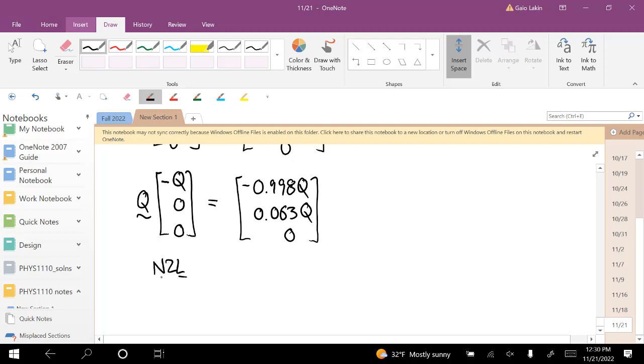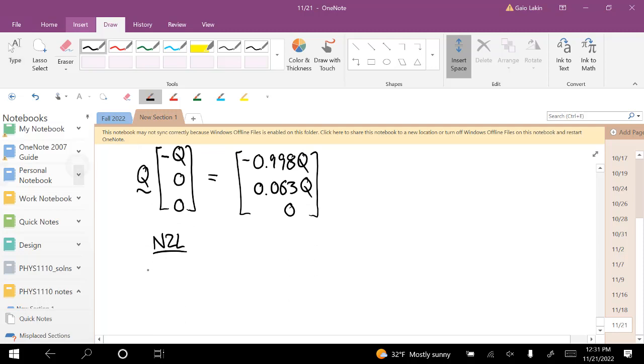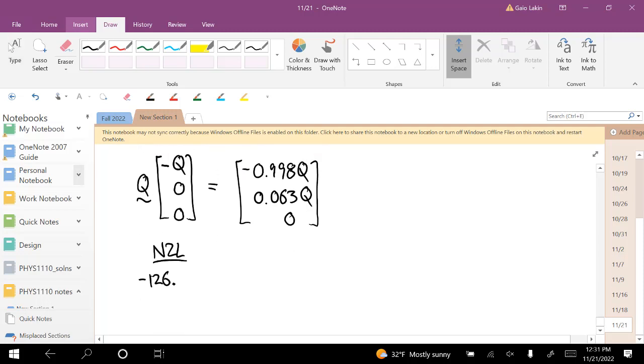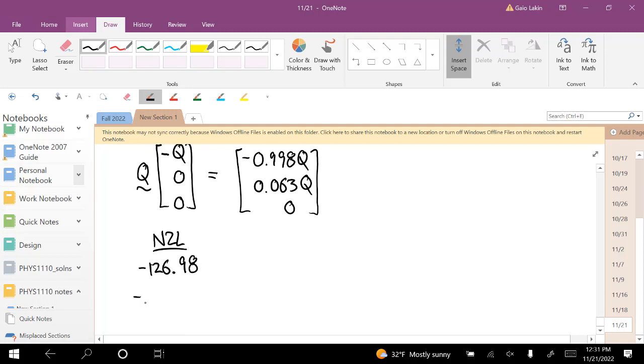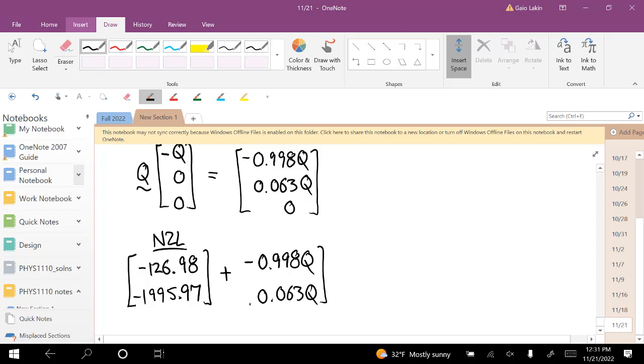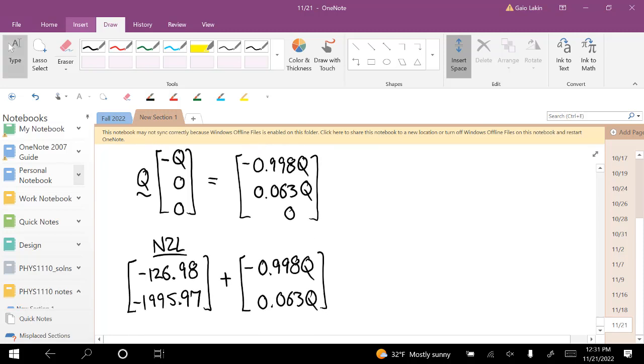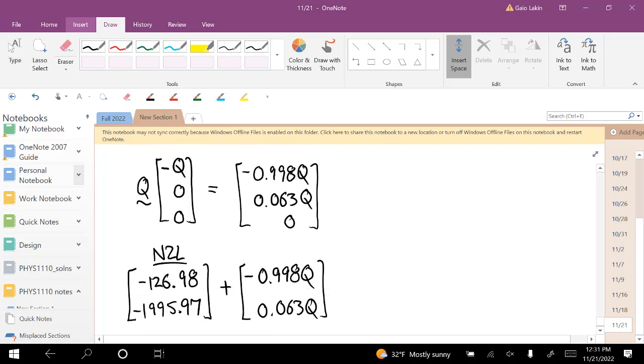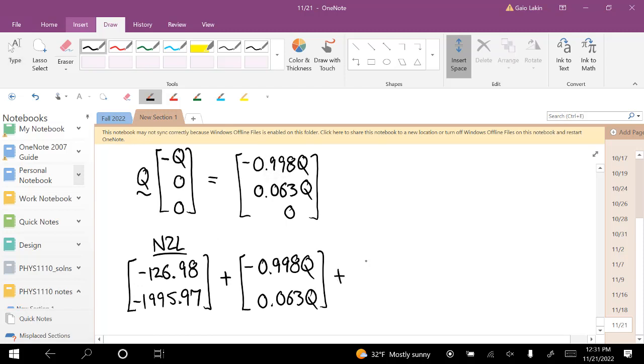And then Newton's second law says -126.98, -1995.97, plus -0.998 Q, +0.063 Q. And then the friction force this time is +0.1 N in the X direction, and the normal force is N in the positive Y direction. And those are equal to zeros.